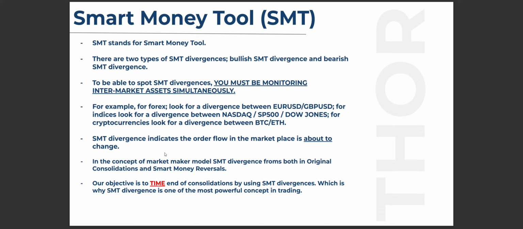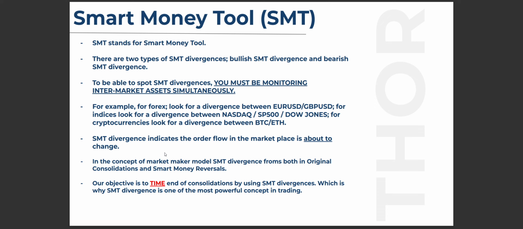So in the concept of the market maker model, SMT divergence forms both in horizontal consolidations and smart money reversals, because essentially they're both consolidations or accumulations. Now our objective as traders is to time the end of consolidations by using SMT divergences. Now think about it. This is very powerful.